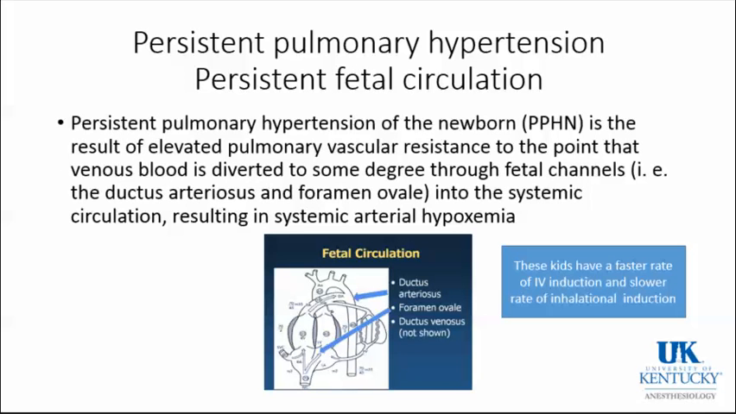Persistent fetal circulation is nothing but persistent pulmonary hypertension. That's what it is in utero. They live on high pulmonary vascular resistance. Things to remember about persistent fetal circulation is they shunt because of increased pulmonary vascular resistance, so they're hypoxemic when you see them. Point to remember, though, is these kids have a faster rate of IV induction and a slower rate of inhalational induction. So this could be one of your board questions.